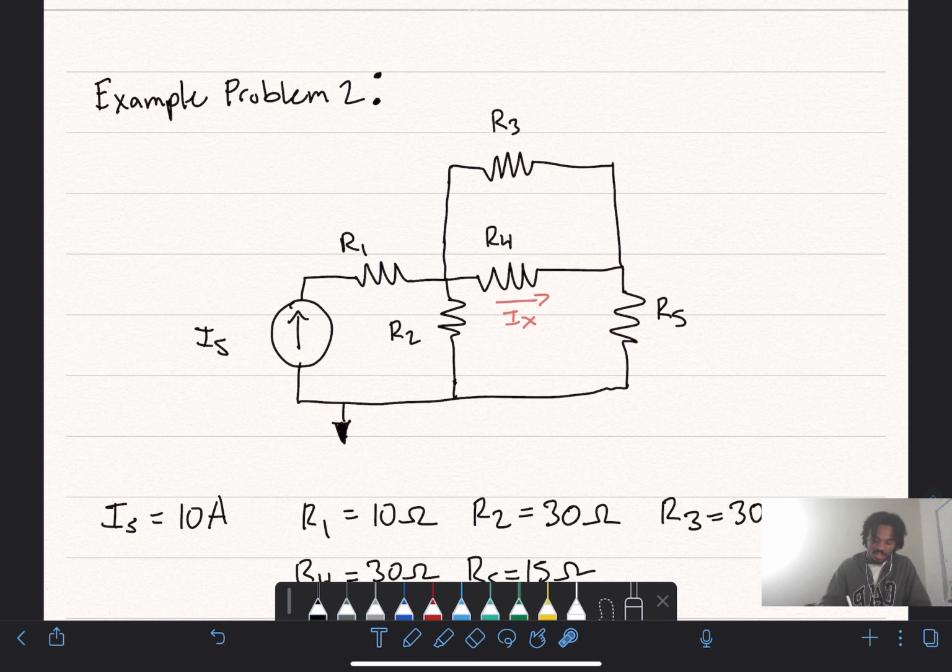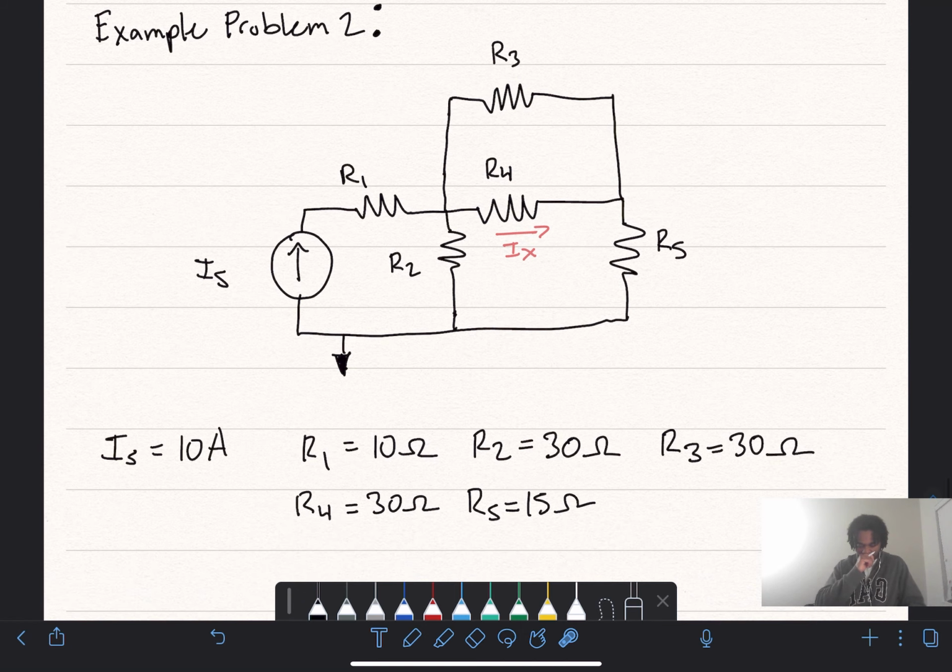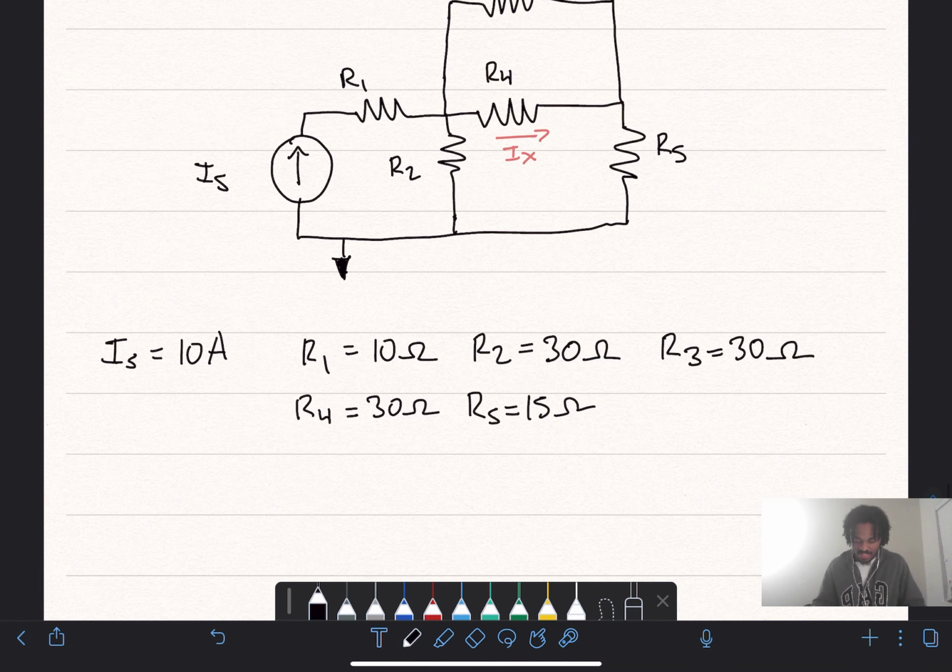Even though we eventually just want to find the current going through R4 by itself, we are going to have to do this parallel combination, because there are 3 paths for the current to take at this junction. Current can take R2, current can go through R3, and current can also just go through R4. Now, of course, the current from R3 and R4 is going to combine again and go through R5, but those are still just the various paths that the current has to take.